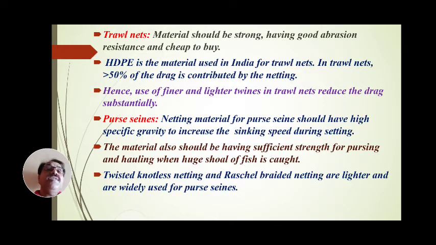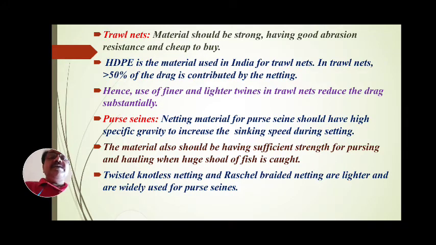Then trawl nets: the material should be strong, having good abrasion resistance, and cheap to buy. High density polyethylene is the material used in India for trawl nets. In trawl nets, less than 50% of the drag is contributed by the netting, and this is important.